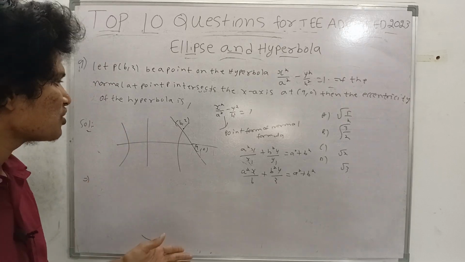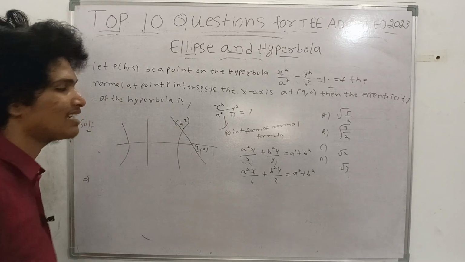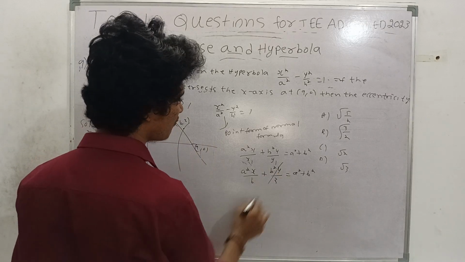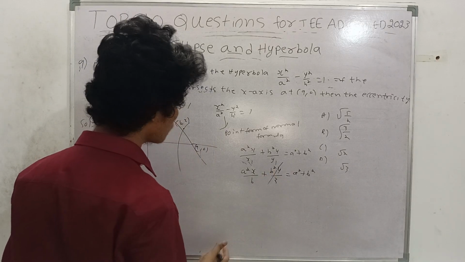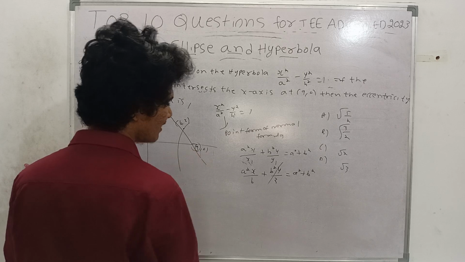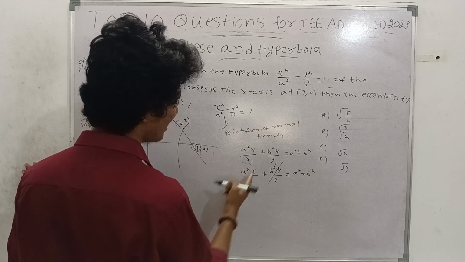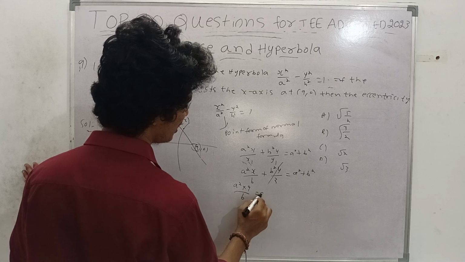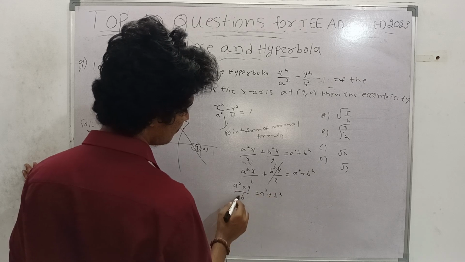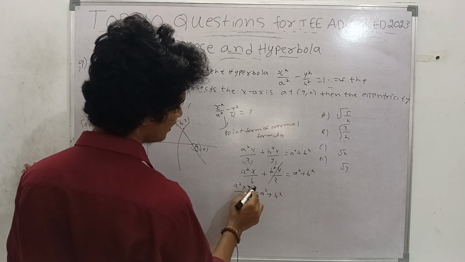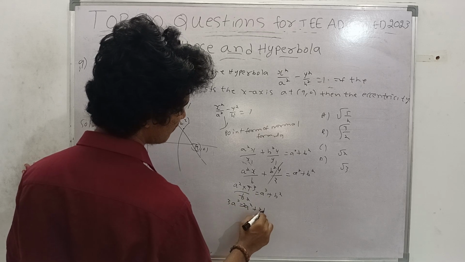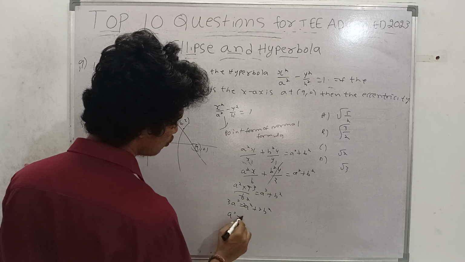Now what is this normal doing? This normal is intersecting the x-axis. At x-axis y is equal to 0. I can replace y with 0, and the point is 9. It is intersecting, so I can substitute x value directly, that is a square into 9 divided by 6 equal to a square plus b square. So 3 2's, 3 3's. It will be 3a square equal to a square plus 2b square. So it will be a square equal to 2b square.